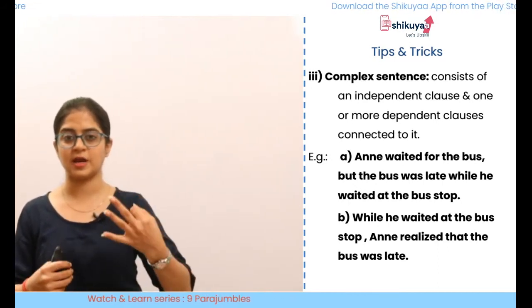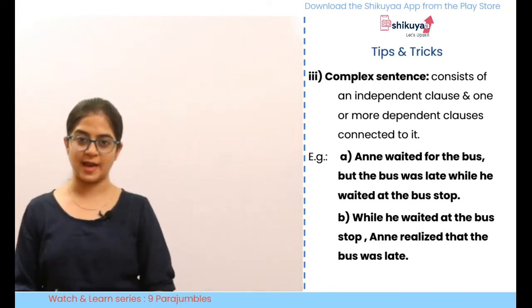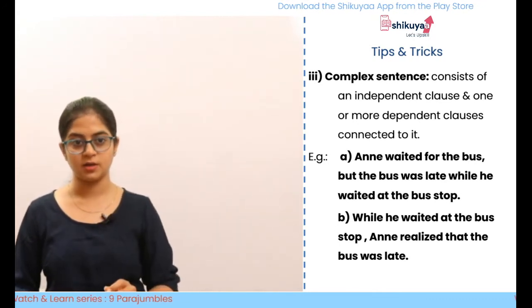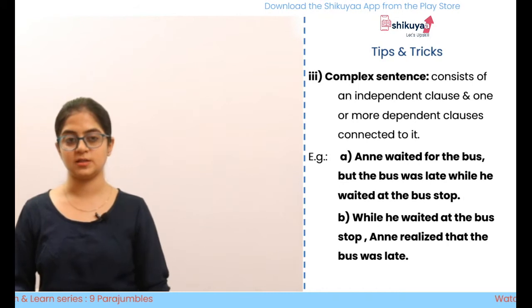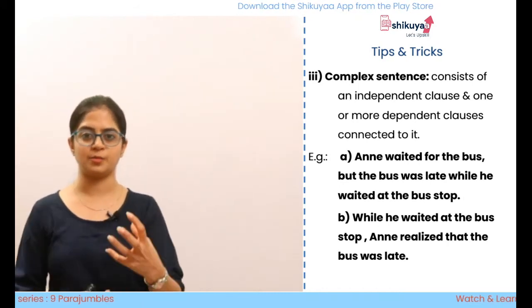Now there are three different incidents that happened. Annie waited for the bus, but the bus was late. While. Now while is the trigger, but is the trigger here. So these kinds of sentences are called complex sentences, where two or three incidents are included in one particular sentence.